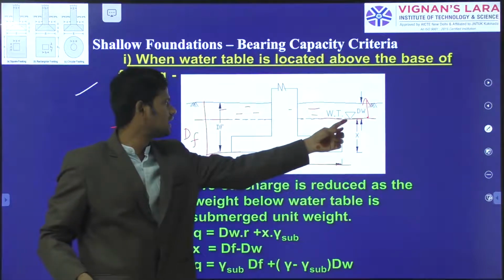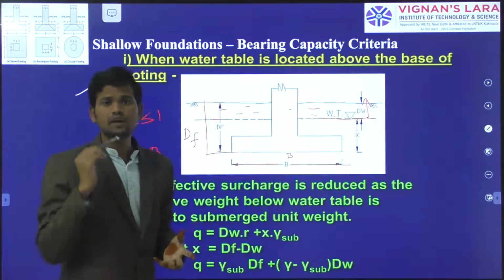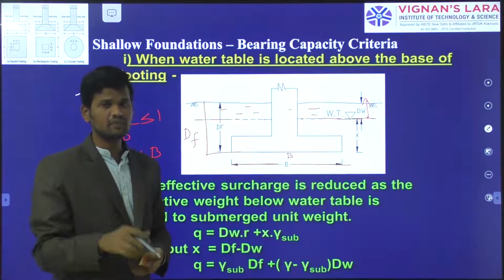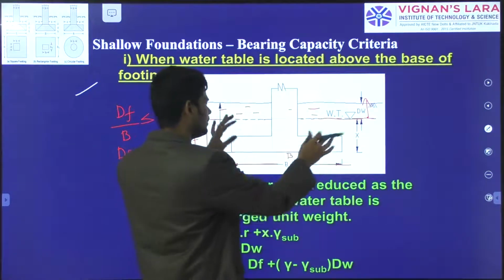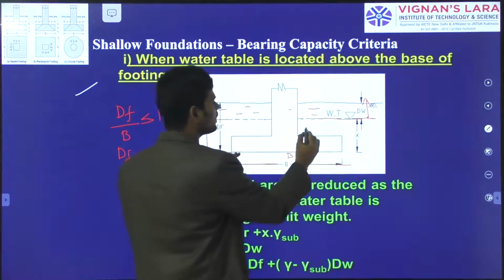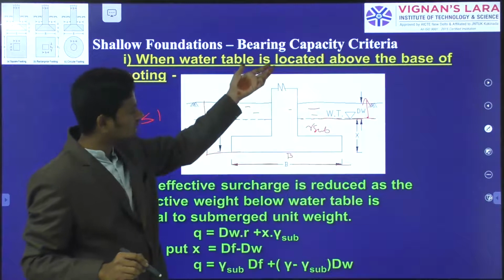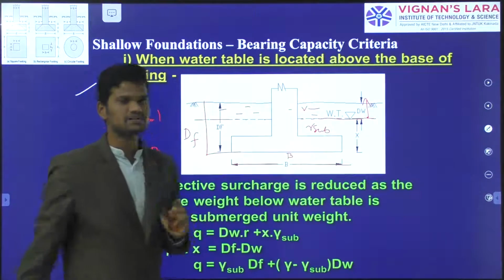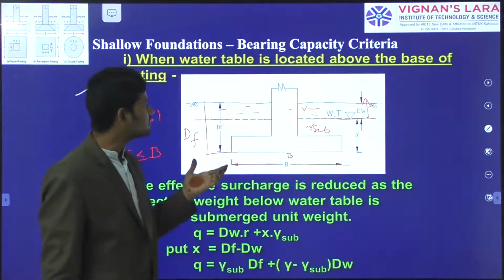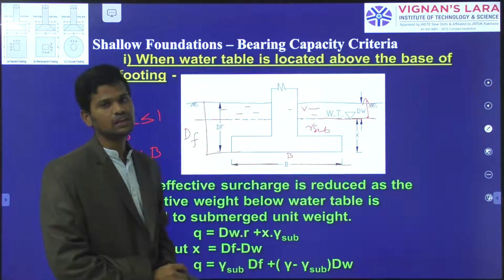Due to the presence of this water table, the soil below the water table may be in a saturated condition or in a submerged condition. We are considering the soil mass below the water table as submerged, and above the water table we are taking the bulk unit weight of the soil mass as gamma. In that situation, how the bearing capacity changes, that we will calculate.